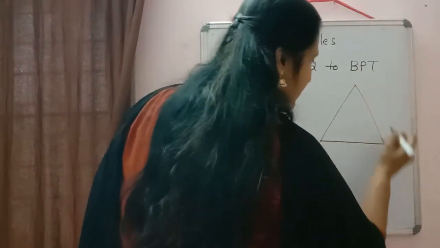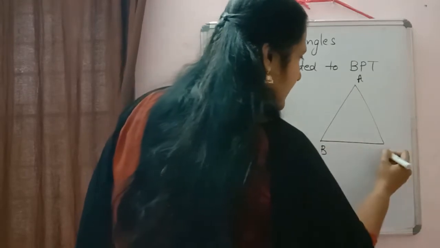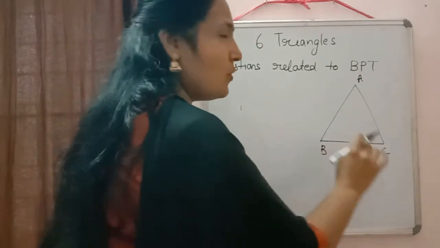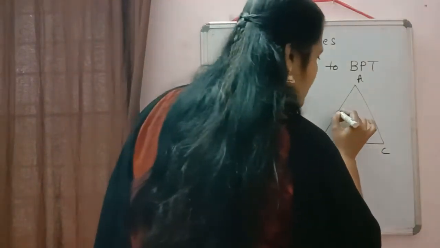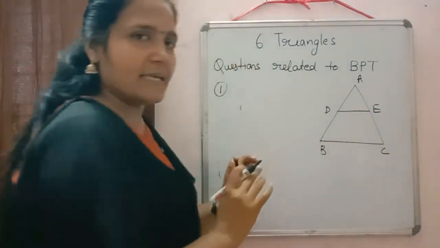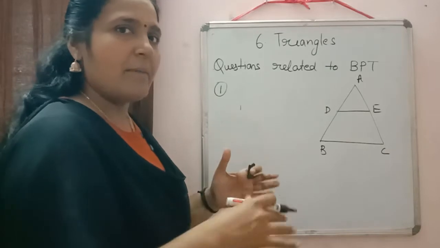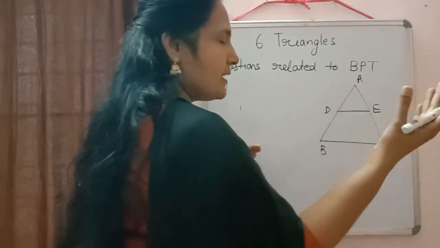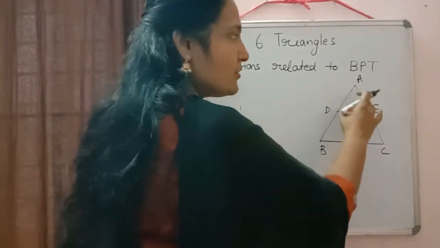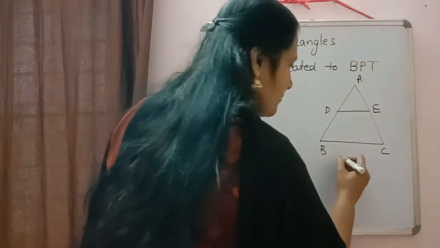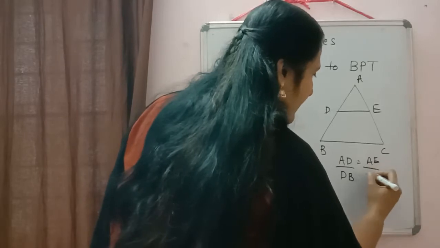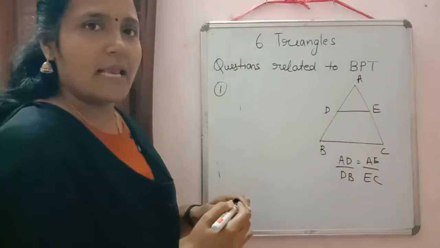To use BPT, what we need first is a triangle and a line segment parallel to one side of the triangle. Suppose a line segment DE is given in this way. So DE parallel to BC, that condition should be given. So by the BPT theorem, what can we write? The theorem says if DE is parallel to BC, then it divides the other two sides in the same ratio, which means AD by DB equals AE by EC. This is the basic proportionality theorem.